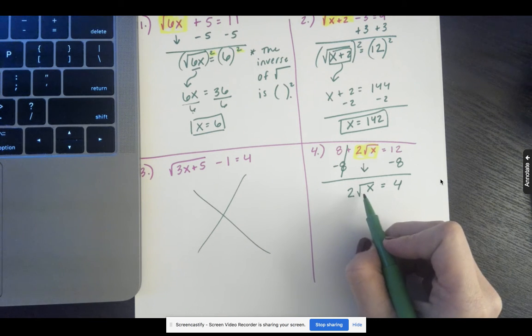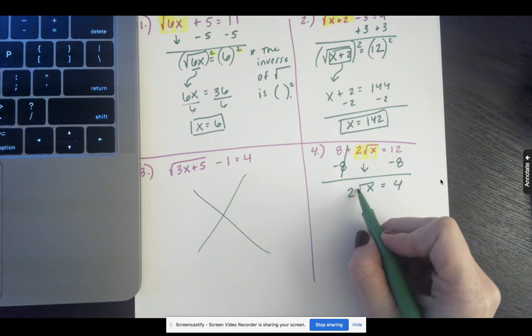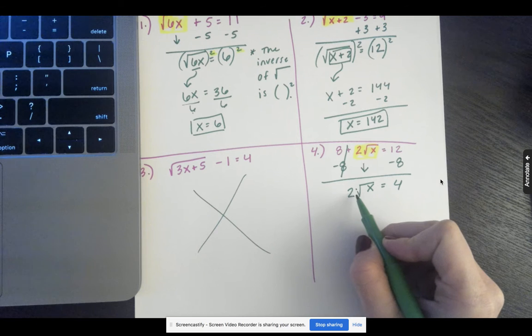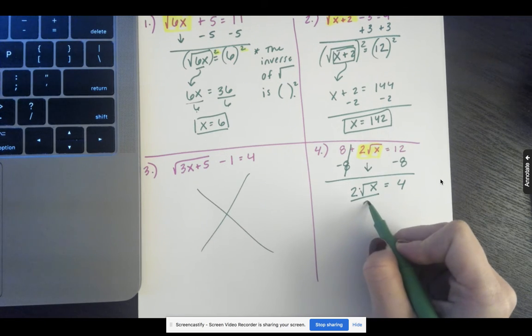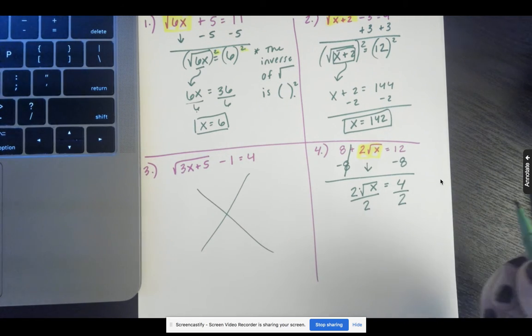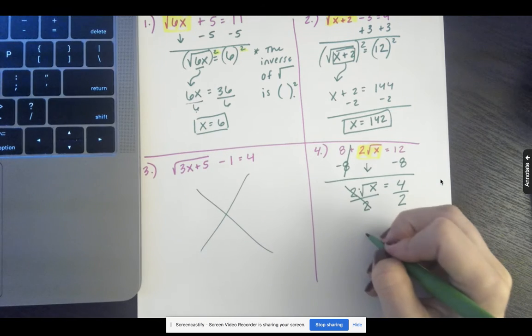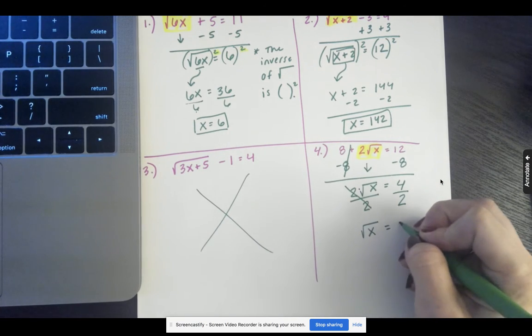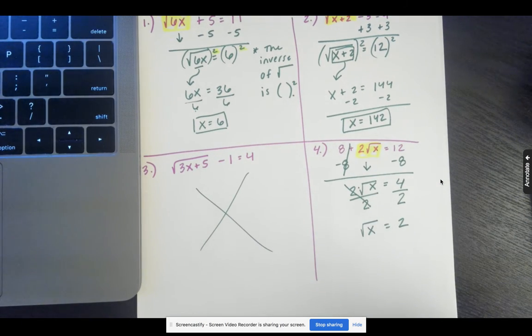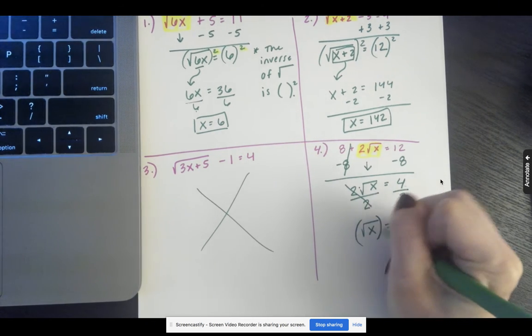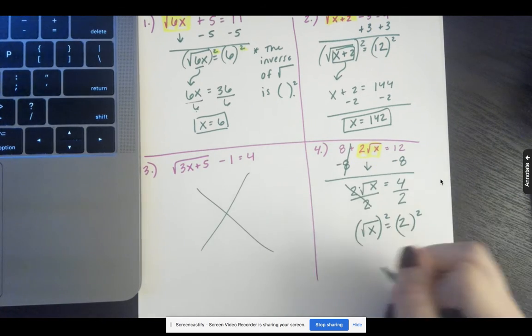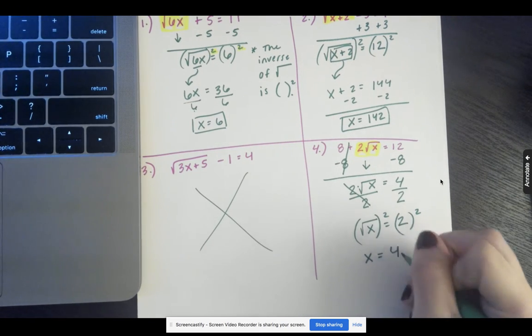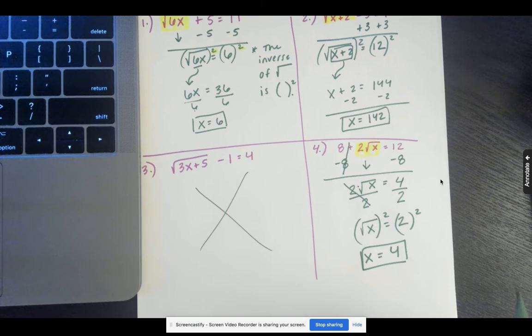Again, here, the 2 is outside of the radical. So to take that away, that is multiplication. I need to use the inverse operation, which is division. And then I have my square root by itself. Okay, so here, to solve for x, I need to square both sides. So I get x is equal to 4.